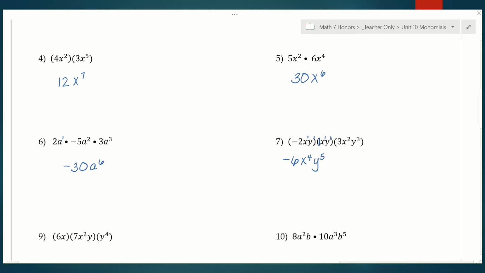So our answer is still a monomial, but I'm treating each piece as a separate step. I do the coefficients, then I take care of the x's, then I take care of the y's, but my final answer is still a monomial.